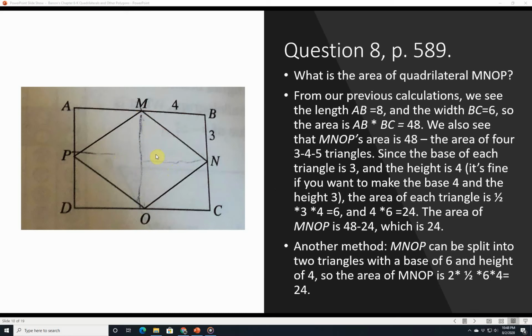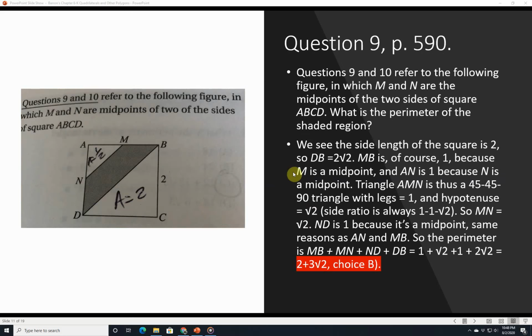So 48 minus 24 is just 24, if you do it the first way, or you just compute this directly, and you get 24. Sounds good? Sounds good. Let's see if I can get this slide to move. There we go. Question 9, page 590.